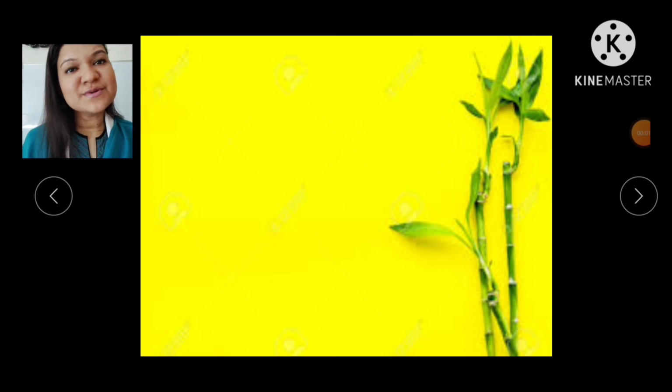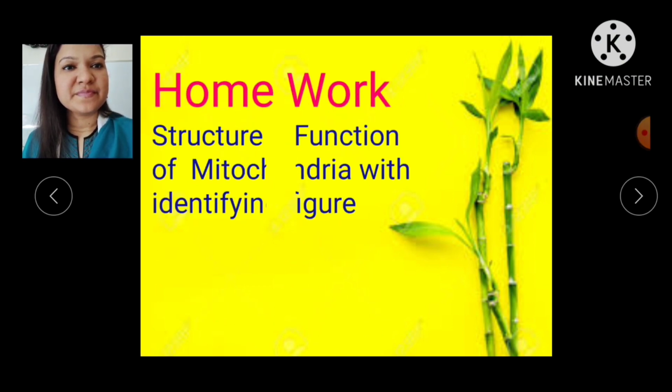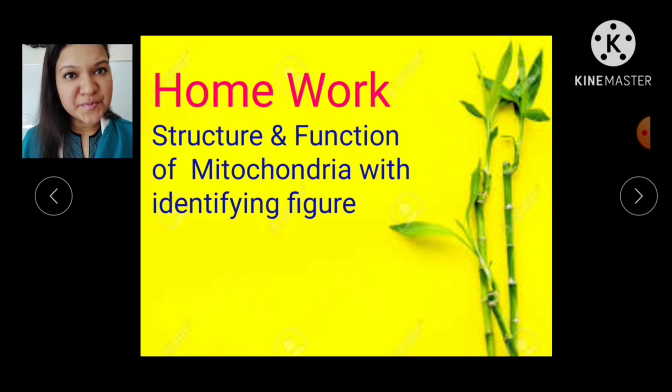Now it's time for homework. Your homework will be the structure and function of mitochondria with an identifying figure. Please submit your homework in your respective subject-wise homework group, and if you have any query, please ask.